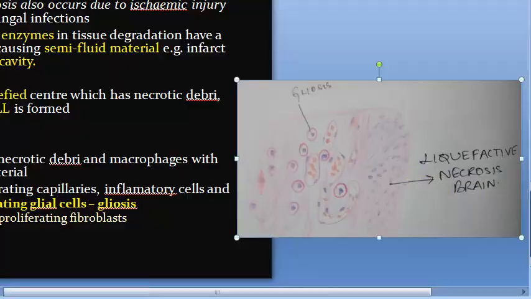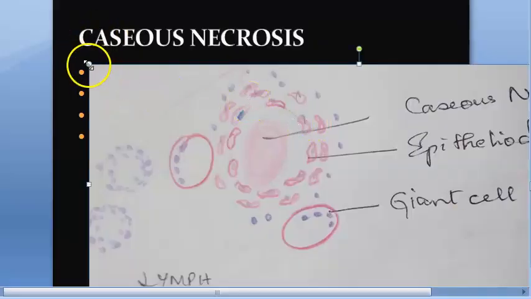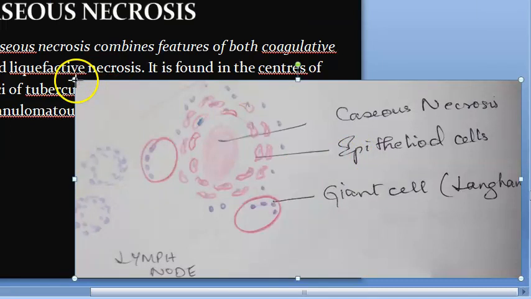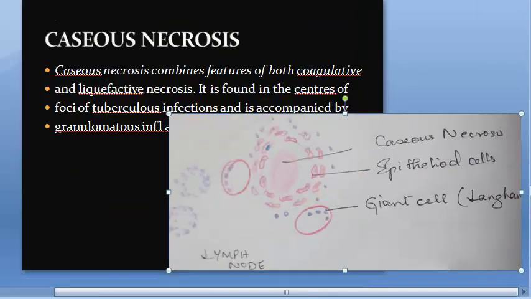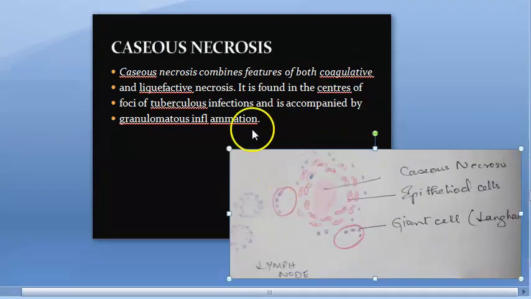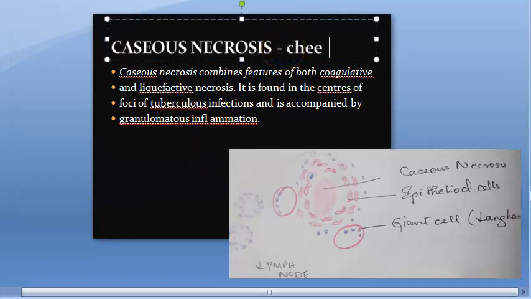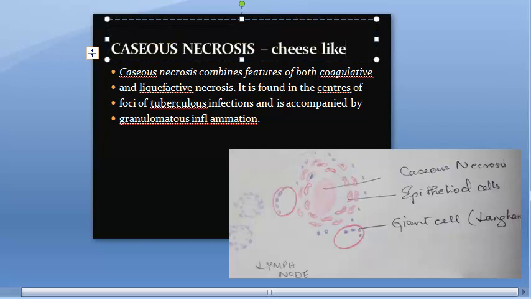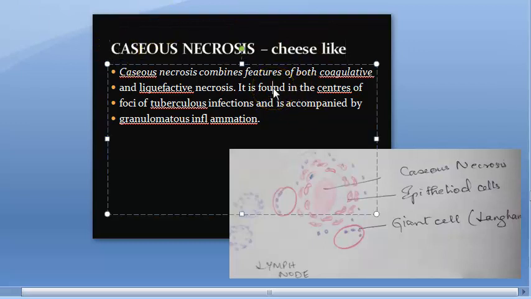So, we're done with liquefaction necrosis. Next, move on to caseous necrosis. Caseous necrosis is not difficult. We've already seen it so many times, right? In type 4 hypersensitivity, in tuberculosis. Caseous means cheese-like. And here the necrosis is found in the center of the foci of the granuloma. So in tuberculous infections, in the center of the foci, you will find caseous necrosis, the cheese-like necrosis.